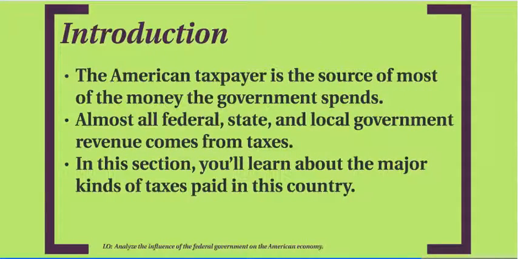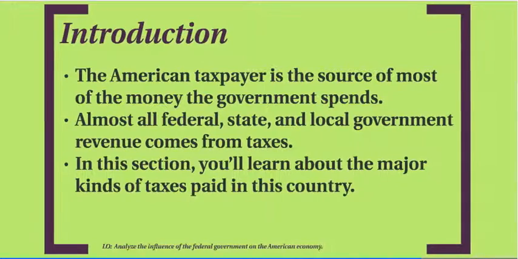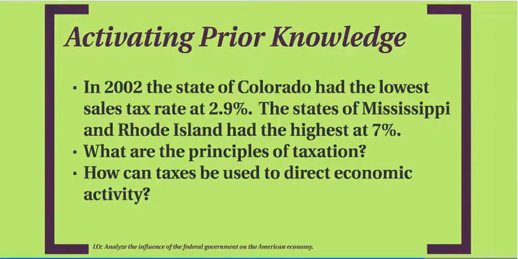The American taxpayer is the source of most of the money the government spends. Almost all federal, state, and local government revenue comes from taxes. In this section, you'll learn about the major kinds of taxes paid in this country. In 2002, the state of Colorado had the lowest sales tax rate at 2.9%. The state of Mississippi and Rhode Island had the highest at 7%. What are the principles of taxation? How can taxes be used to direct economic activity?